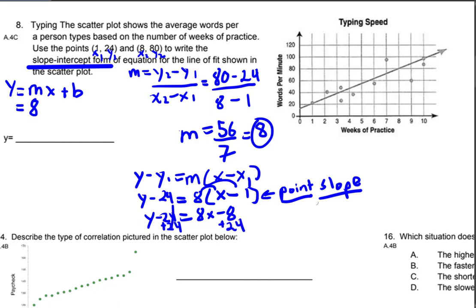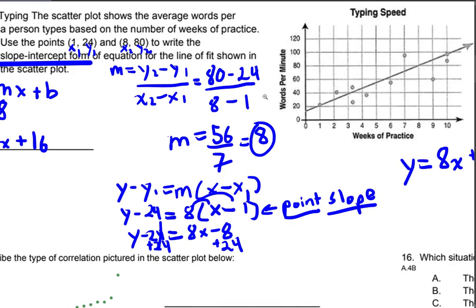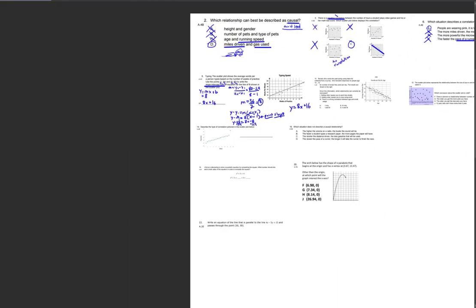I get y is equal to 8x. Negative 8 plus 24 is going to be, my brain just stopped, 16. Positive 16. So y is equal to 8x plus 16. I'll put that there: 8x plus 16. That's mx plus b. All right, perfect. Hopefully this has been enlightening for you. Let's continue on.